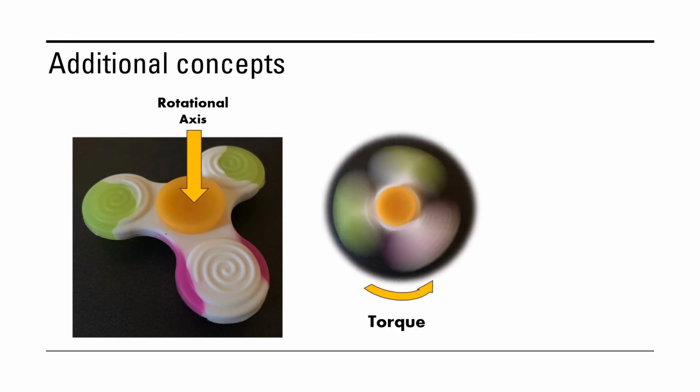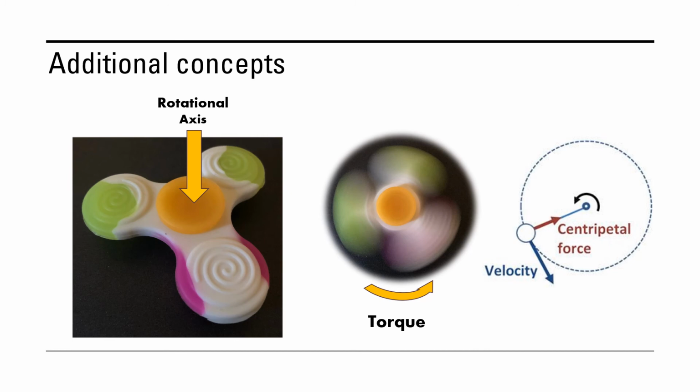Torque refers to the rotational or twisting force required to get the fidget spinning. And centripetal force is the force acting toward the center of rotation as the object spins.